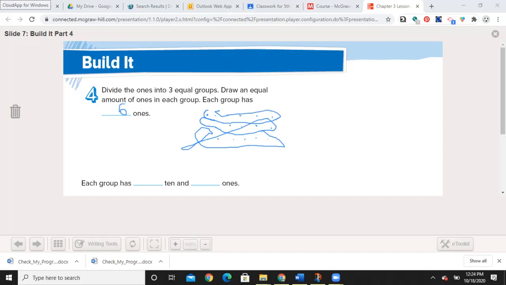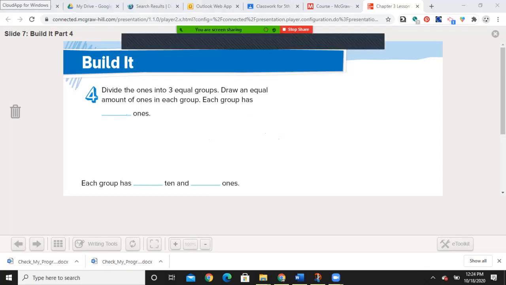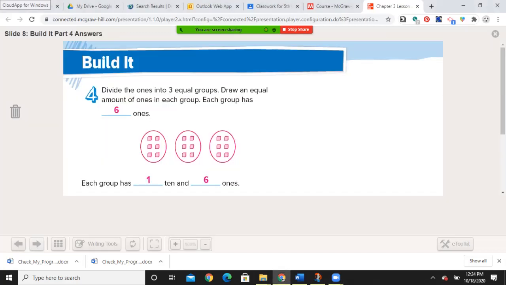in each group. So each group has 1 ten and 6 ones. And what is 1 ten and 6 ones? Well, 10 plus 6 is 16. Let me end this slide so that you guys can see what I need to write in next. And there's your answer key. Make sure you've written that in. Pause if you need to.